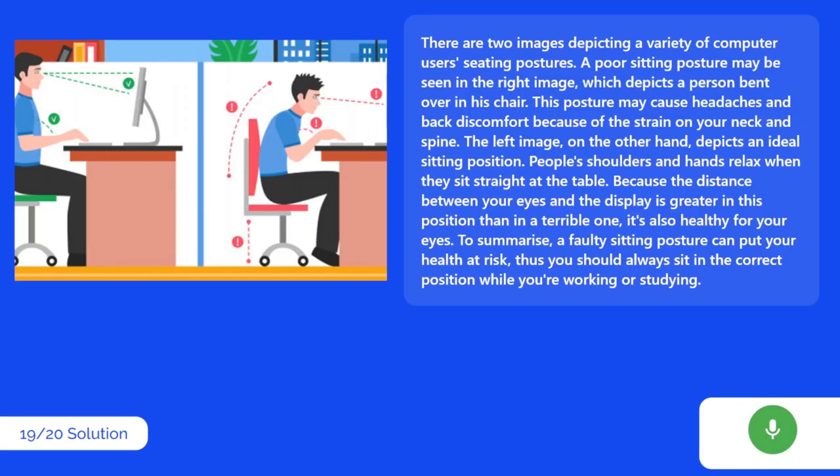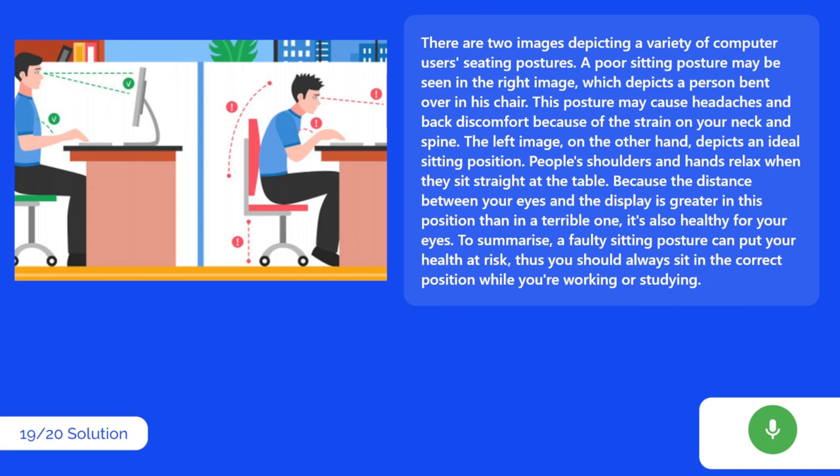There are two images depicting a variety of computer users' seating postures. A poor sitting posture may be seen in the right image, which depicts a person bent over in his chair. This posture may cause headaches and back discomfort because of the strain on your neck and spine. The left image, on the other hand, depicts an ideal sitting position. People's shoulders and hands relax when they sit straight at the table.